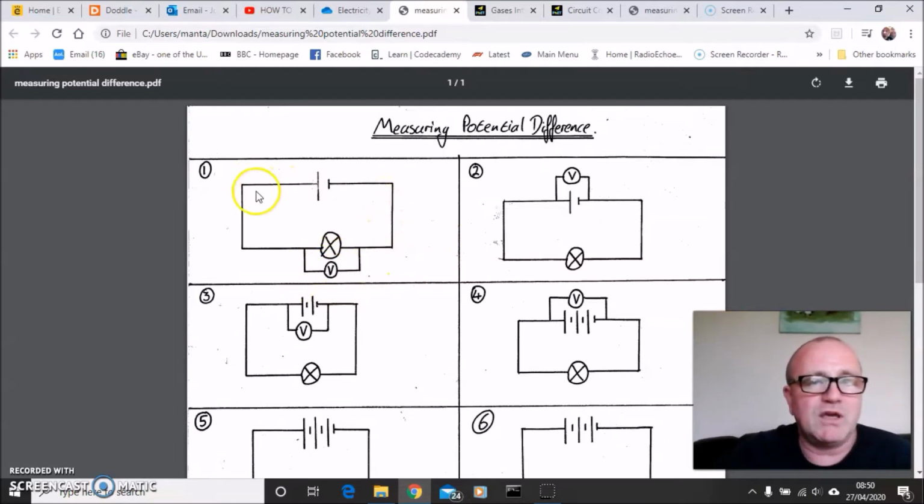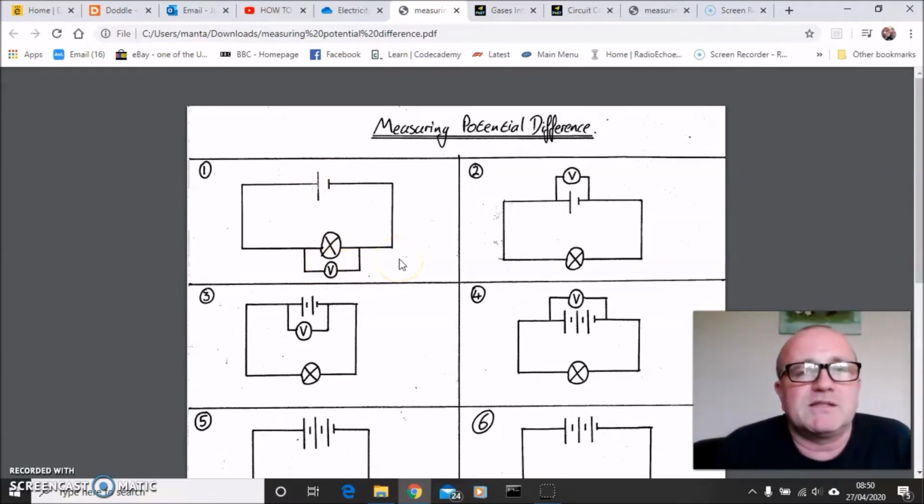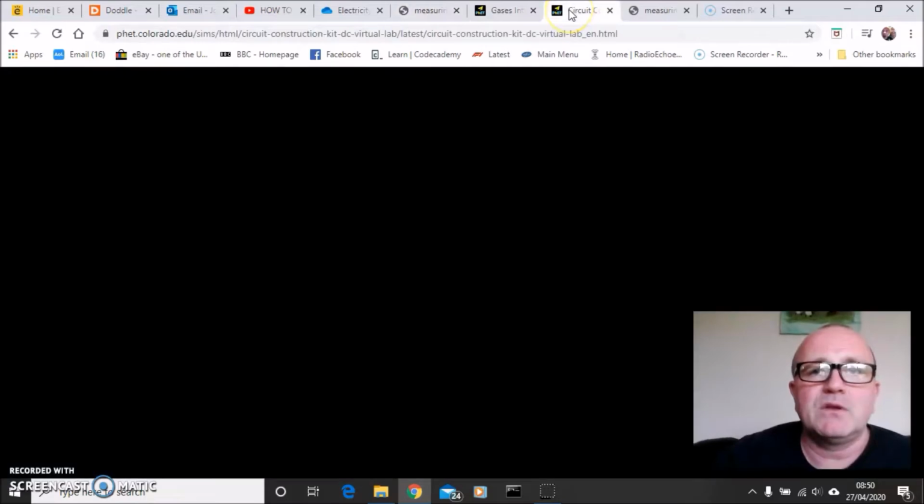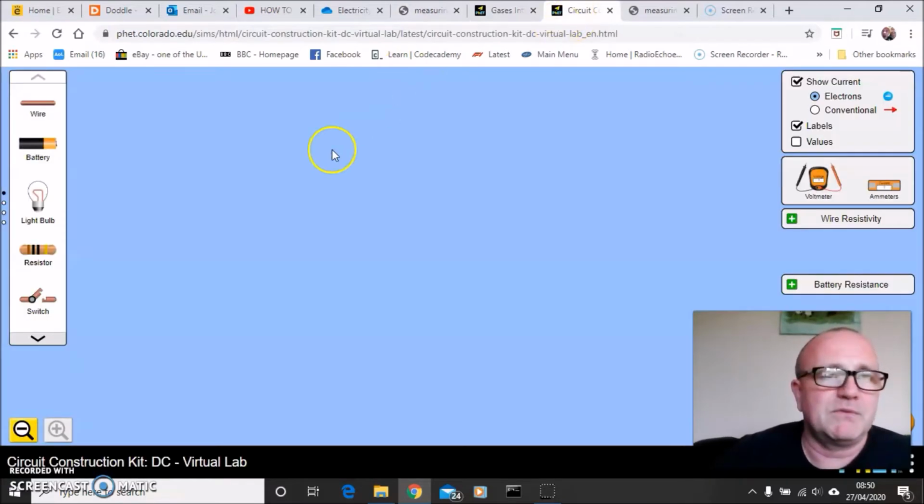Now, if we have a little look, here's our first circuit that we're going to be making. We've got one cell, we've got one bulb, and here we've got our voltmeter. Now, the important thing whenever you use a voltmeter is that voltmeters always have to be wired in parallel. Ammeters are wired in series, but voltmeters have to be wired in parallel. So let's head over to our website that we've been using.